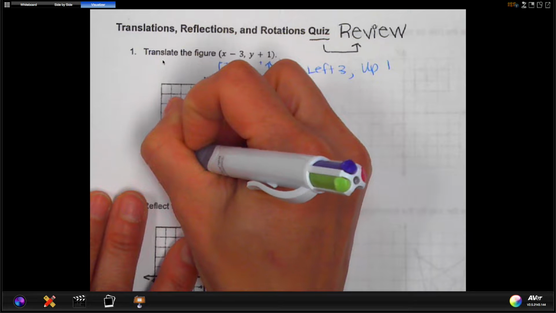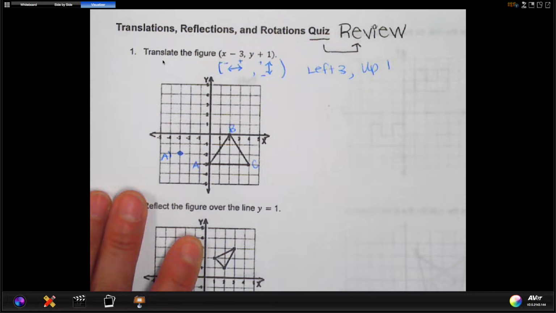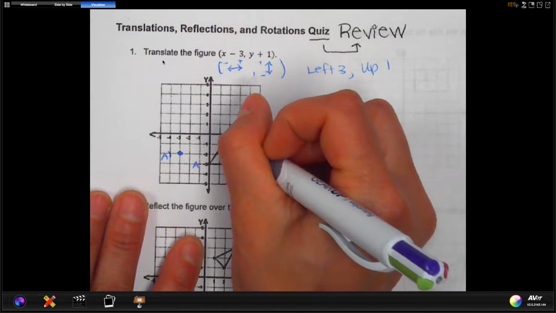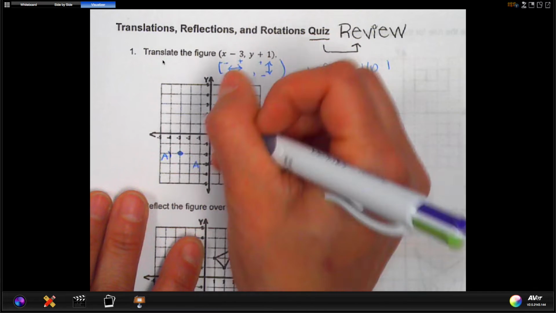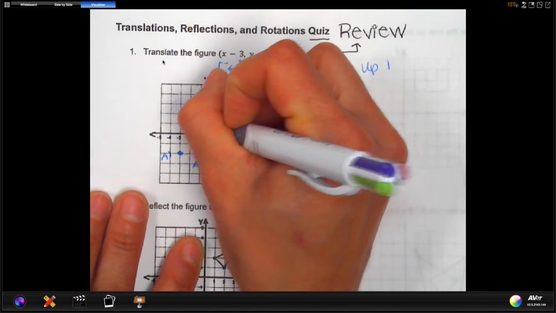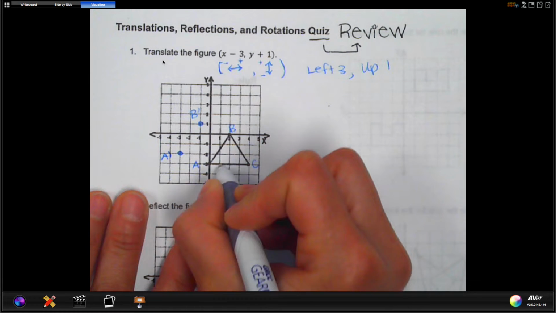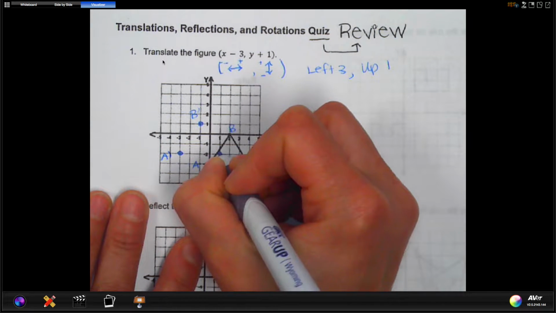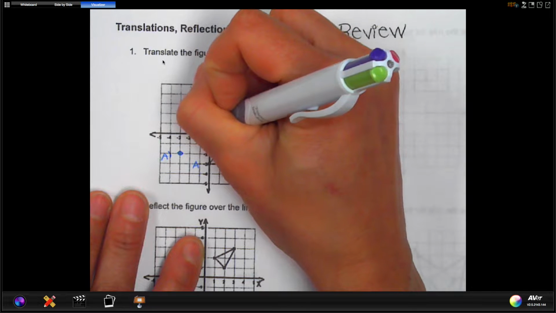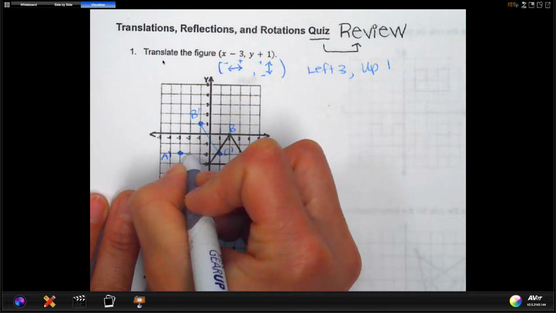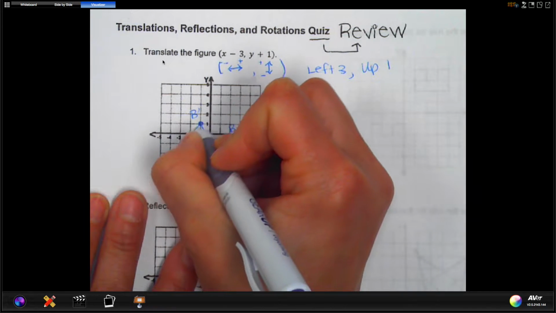Oop, can't see that prime sign very well. Okay, do the same with B. I'm going to go left 1, 2, 3, up 1. Label that B prime. And finally C, left 1, 2, 3, up 1. And then we've got C prime. Go ahead and reconnect our figure. And we have completed our translation.